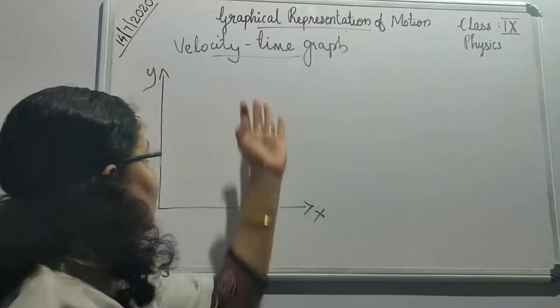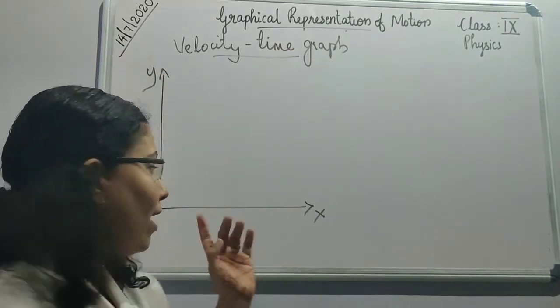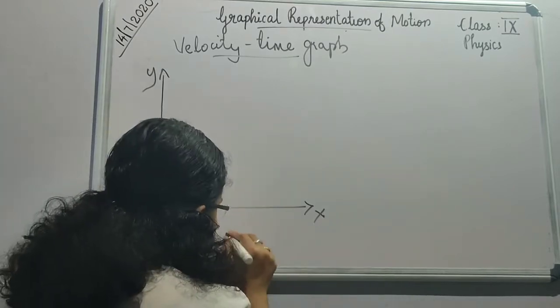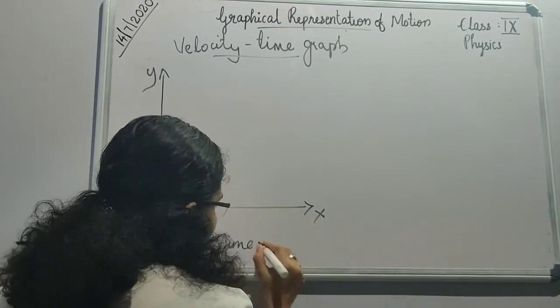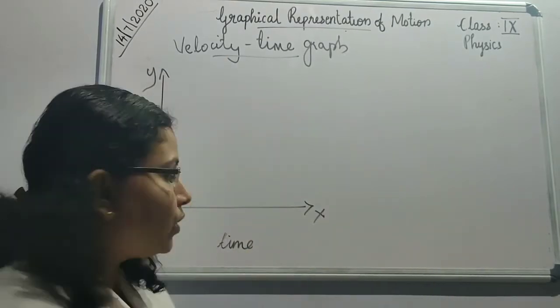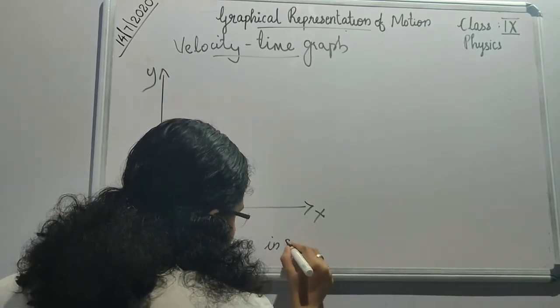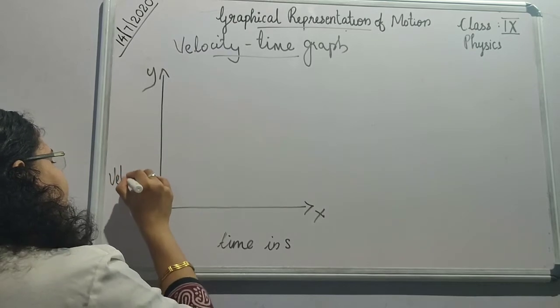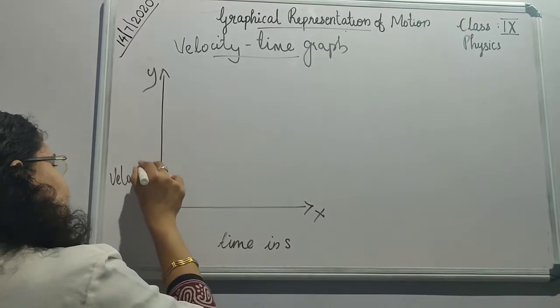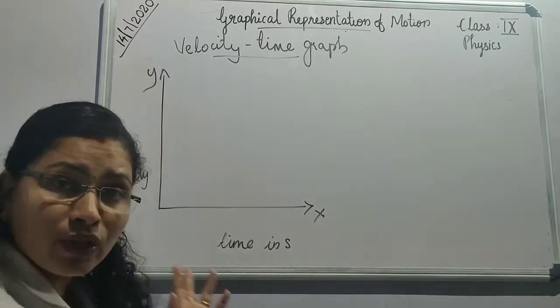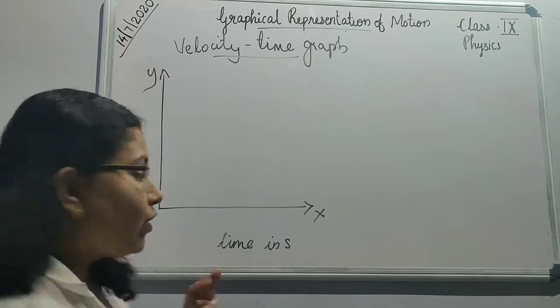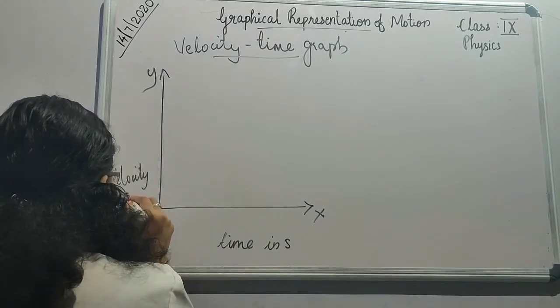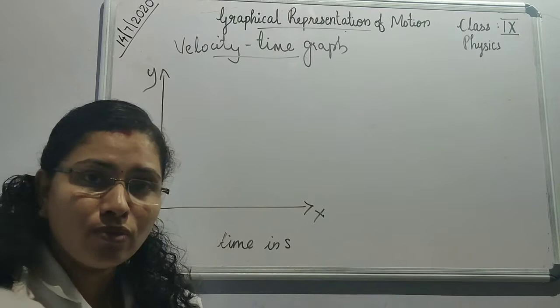In the case of a velocity time graph, in the x-axis we will be taking time. In SI unit, time in seconds, and velocity will be taken along the y-axis. And what is the SI unit of velocity? That is meter per second, that is m s raised to minus 1.